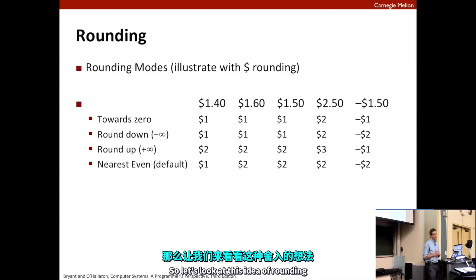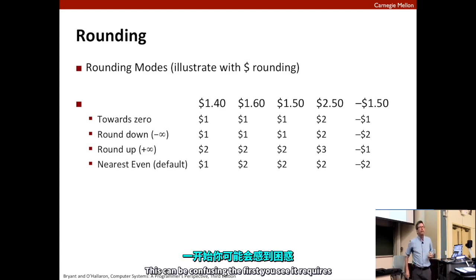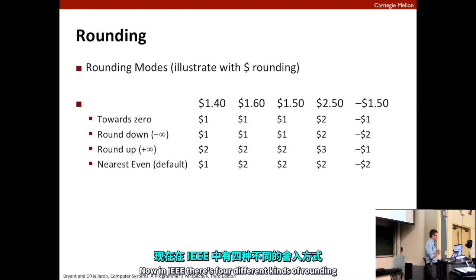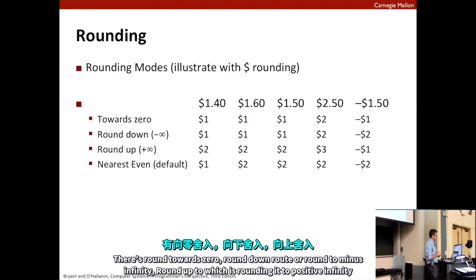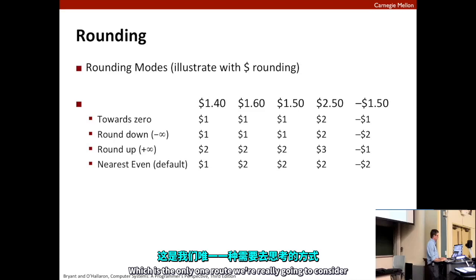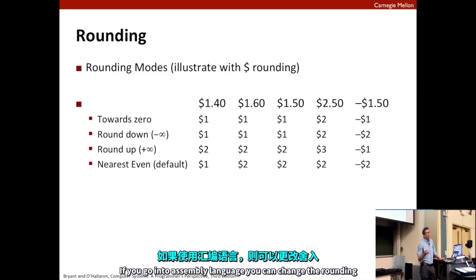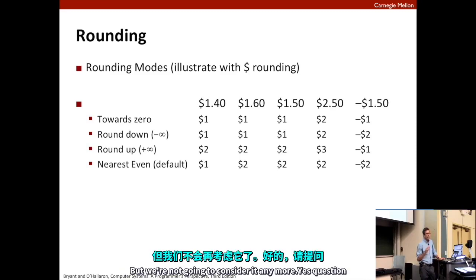So let's look at this idea of rounding. This can be confusing the first time you see it. You need to think about it carefully to get it right. Now in IEEE there's 4 different kinds of rounding. There's round towards 0, round down, which is rounding to minus infinity, round up, which is rounding to positive infinity, and then the default case, which is the only one we're really going to consider, which is round to the nearest even. And this is what IEEE does by default. If you go into assembly language, you can change the rounding, but we're not going to consider it anymore.